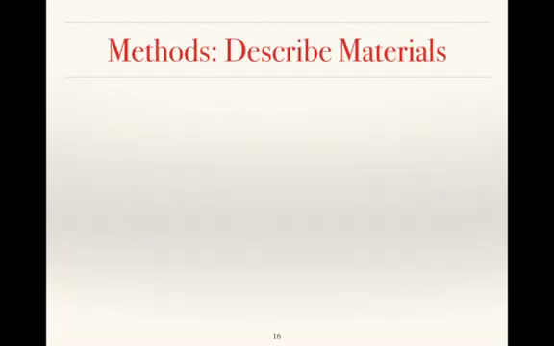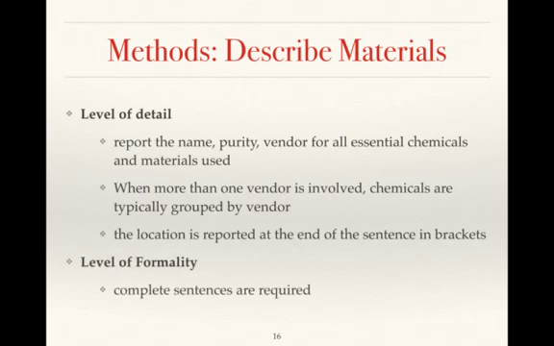But before we do that, let's have a look at the level of detail and formality that we need to adhere to when we write Move 1. We need to report the name, the purity, and the vendor for all essential chemicals and materials used. We also need to know that when more than one vendor is involved, chemicals are typically grouped by vendor. And last but not least, the location is reported at the end of the sentence in brackets.